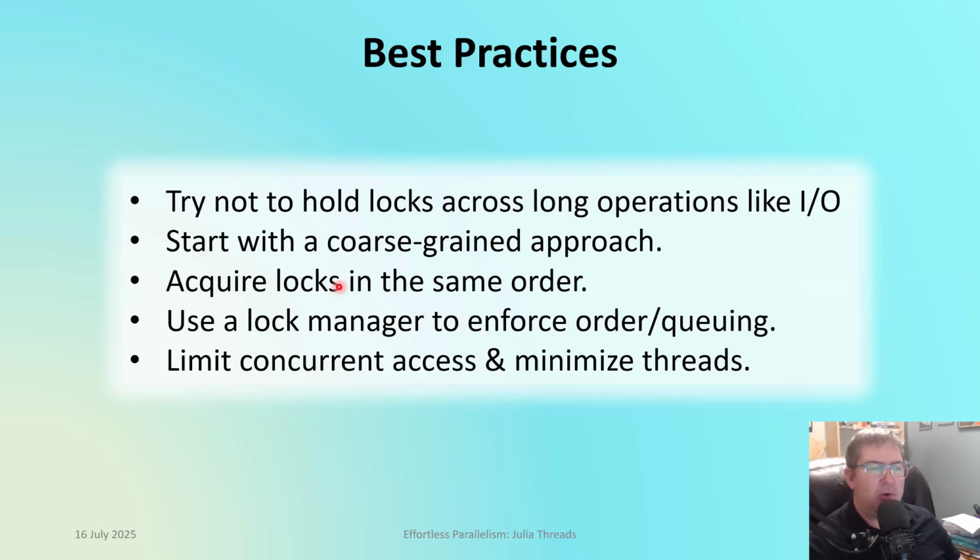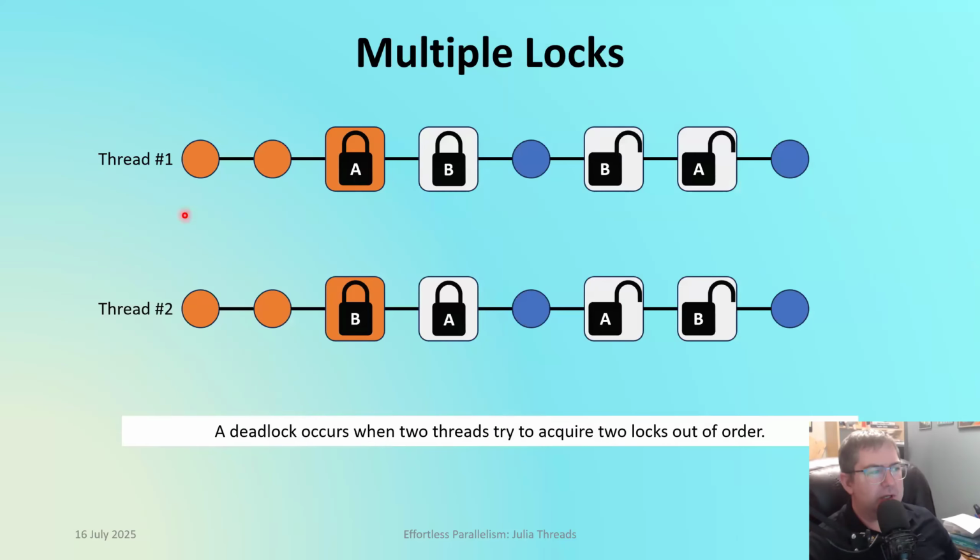Always acquire locks in the same order. So when we did this demonstration here, we acquired A and B in one thread and B and A in another. If they both acquire A, then B, you won't have a deadlock situation.